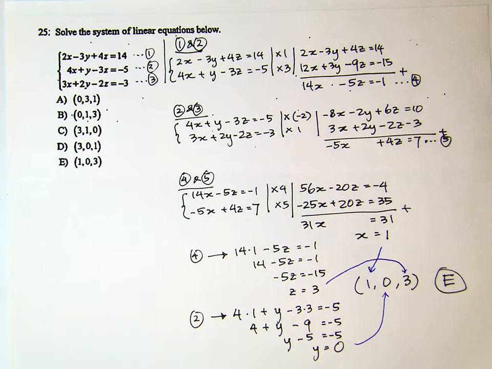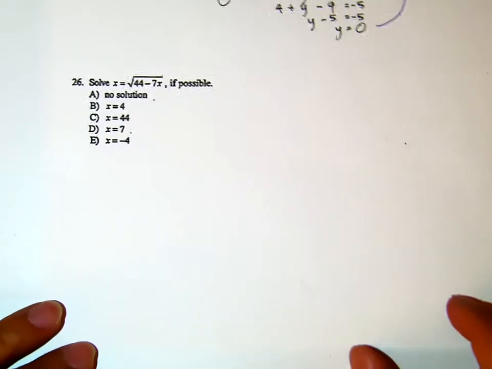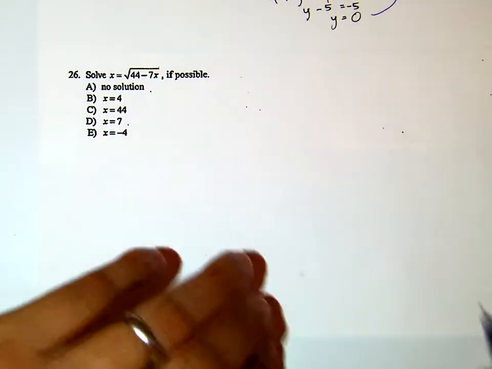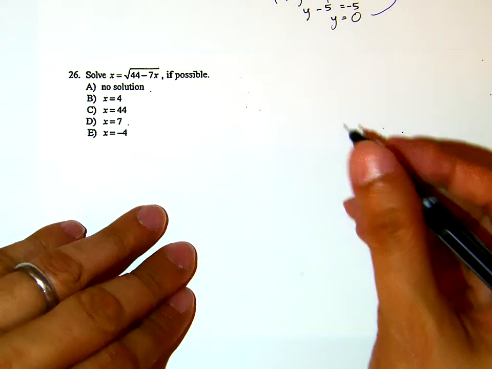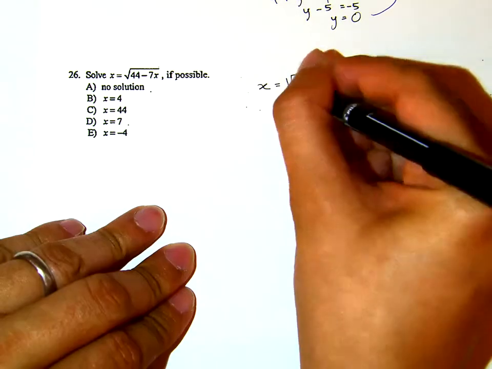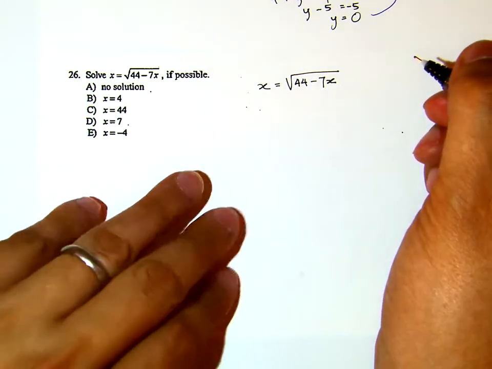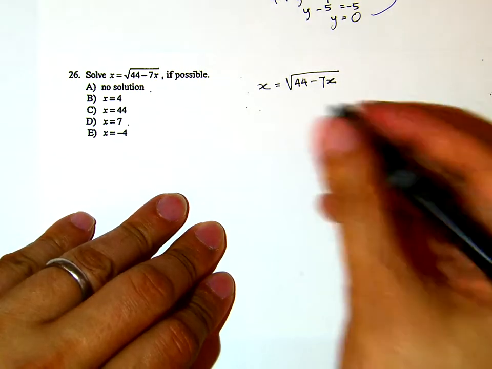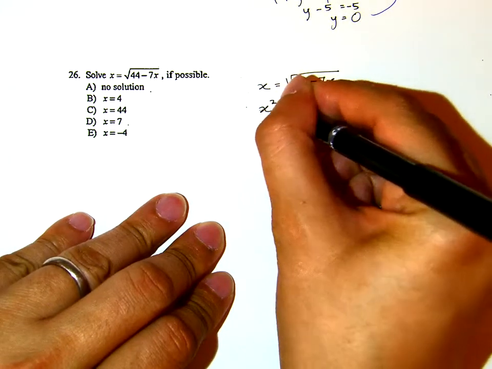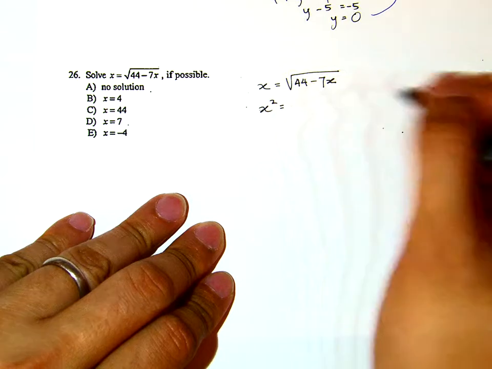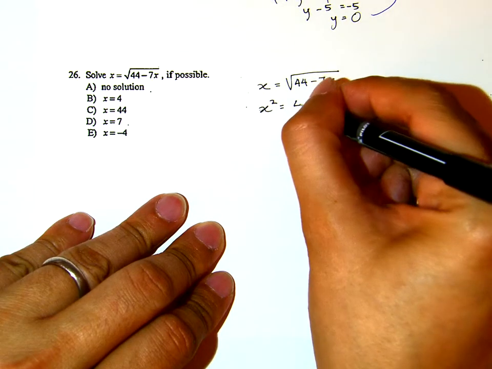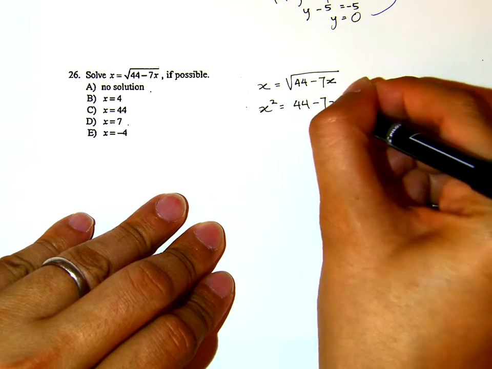Now that's for number 25. Let's move on to number 26. Solve x equals this if possible. x equals the square root of 44 minus 7x. Now what I will do first is undo the square root by squaring both sides. If I square both sides, I will get x squared on the left hand side, and the right hand side will be 44 minus 7x.